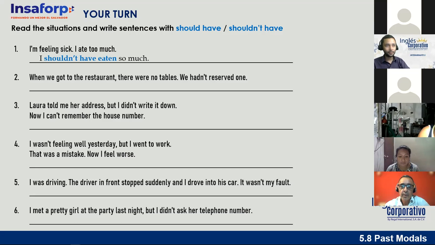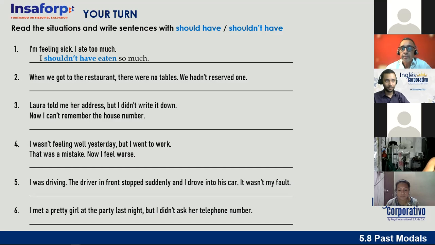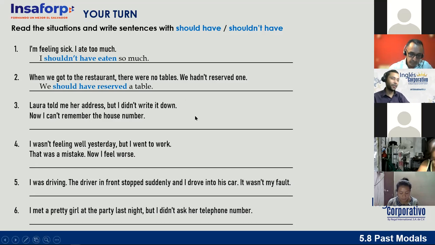Olivia. Number two. We should have reserved a table. That's right. We should have reserved a table. Correct. Very good. We should have reserved a table. Debimos reservar una mesa. Okay, great.